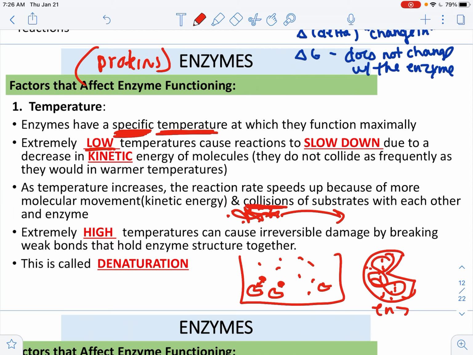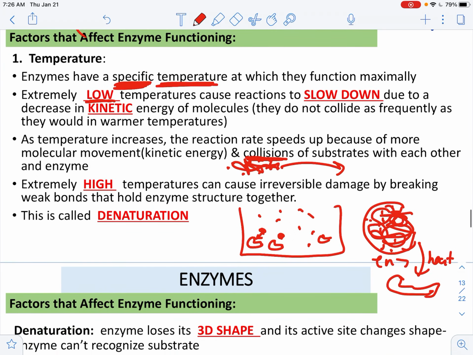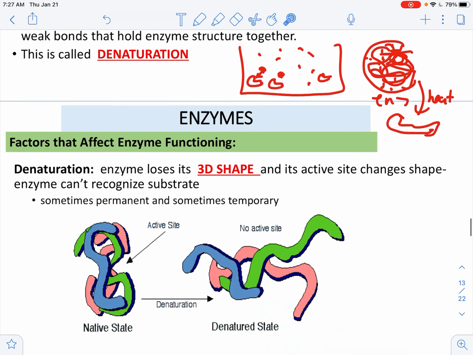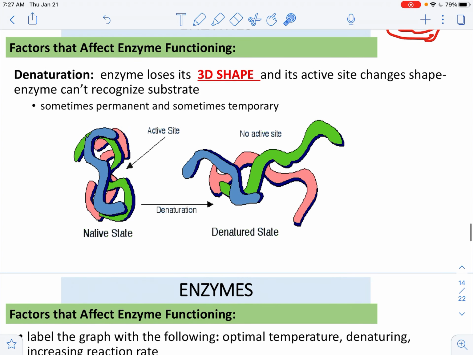And heat can break some of these weak bonds, and so this shape could fall apart and end up looking like that in heat. If you change the shape of the enzyme, the active site probably changes too, and then the substrates don't fit, and then the reaction basically stops. And remember, we call that denaturation, when a protein loses its shape, falls apart, and since enzymes are proteins, it applies here.